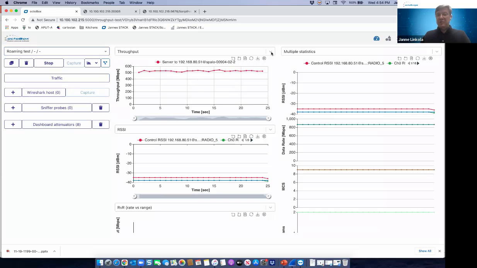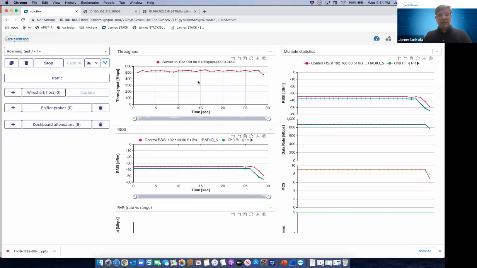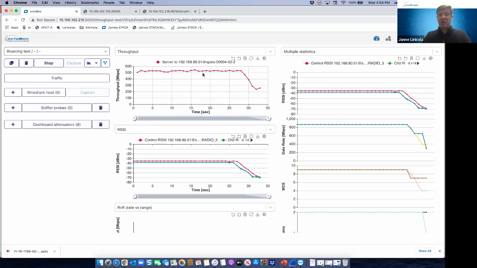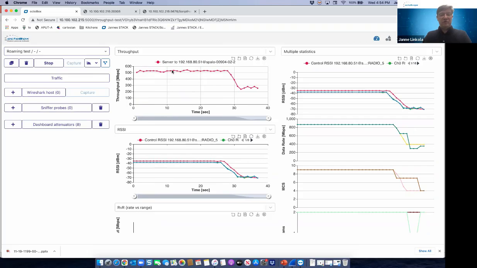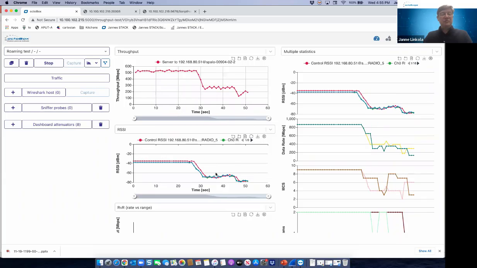Now, same statistics here as before. And as I mentioned, the walk starts from the basement close to the root node. So we're seeing the same 550-ish megabits per second throughput through that root node. And now what we're seeing here is the RSSI starts to dip as we virtually walk through this house.